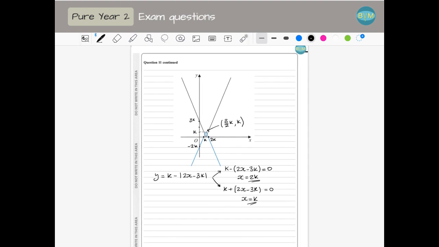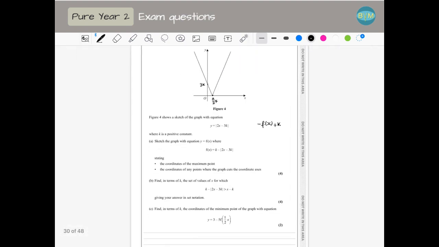And then they ask me, what else? Find, in terms of k, the set of values with this function. So my function, the one that I just represented, is over this straight line. This is a straight line. Y-intercept is minus k and gradient is 1.